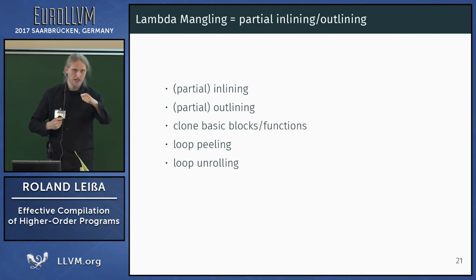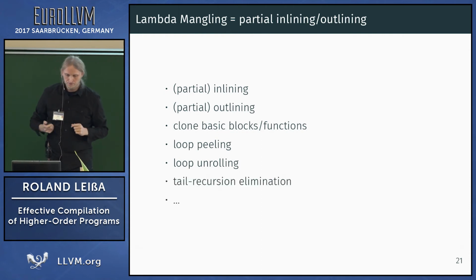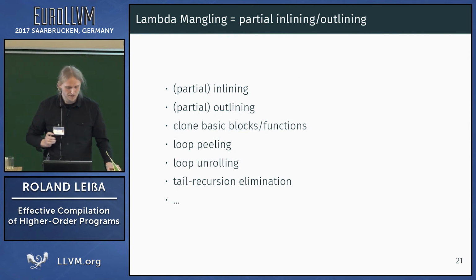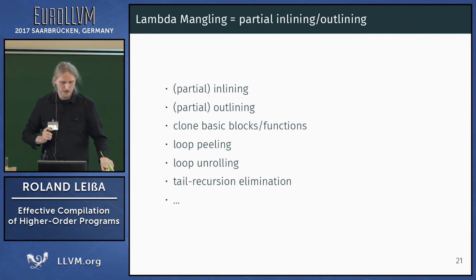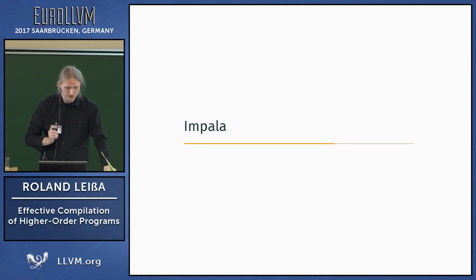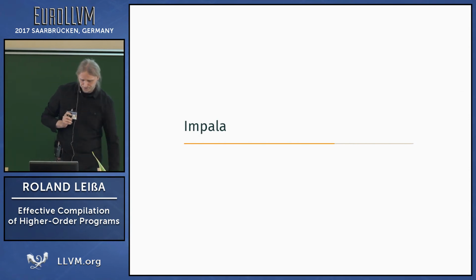You can just specialize the call to that loop or the call inside the loop. There's a little bit more to this lambda mangling technique, so I'm not going into details, but you can also do things like tail recursion elimination. And this is all we need in order to get rid of those closures for these CFF convertible programs.